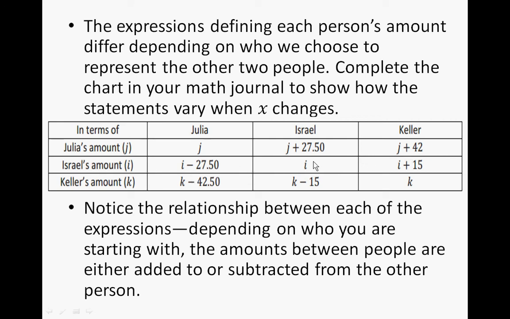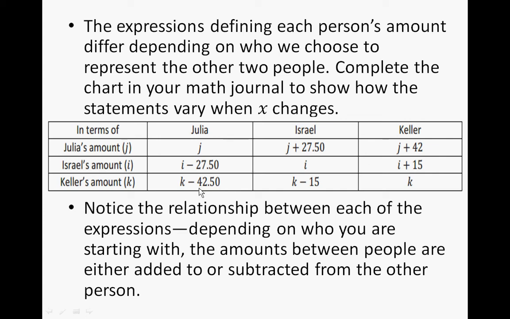Well, let's say we start with Israel. What if Israel was the beginning amount? Well, Julia is $27.50 less than Israel. Notice how it is the exact opposite. There is still this relationship here between Julia and Israel. If we start with Julia, then Israel made $27.50 more. If we start with Israel, then Julia made $27.50 less. And in this case, Keller would be $15 more.